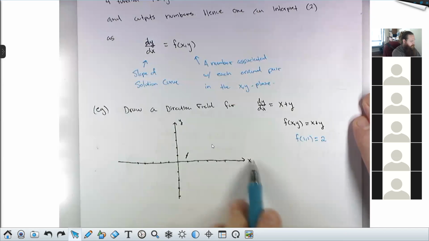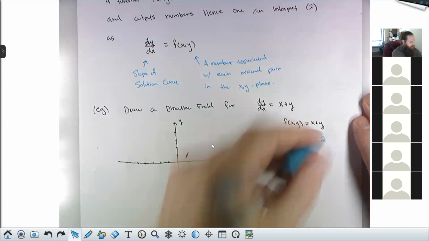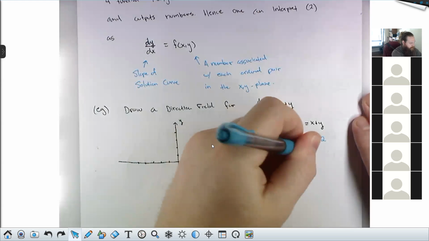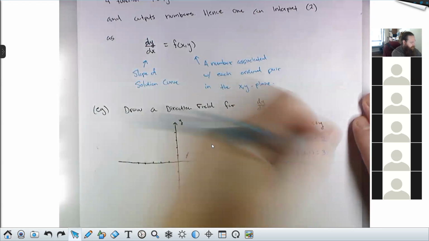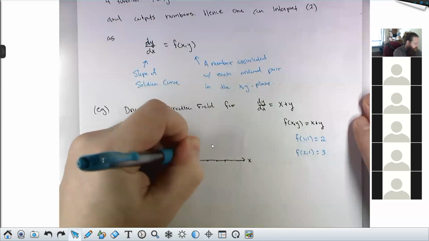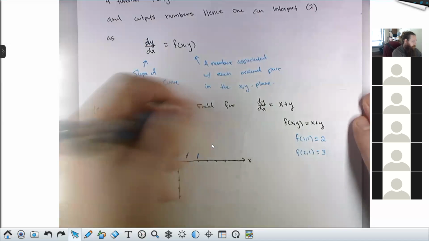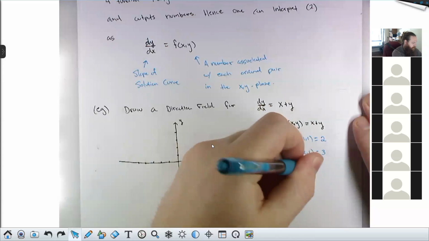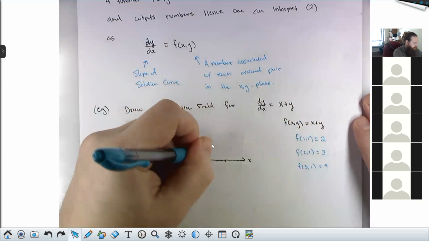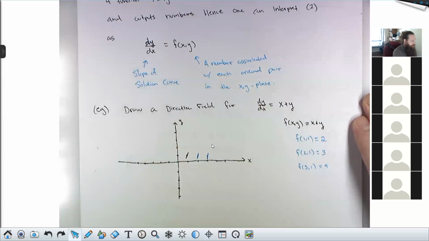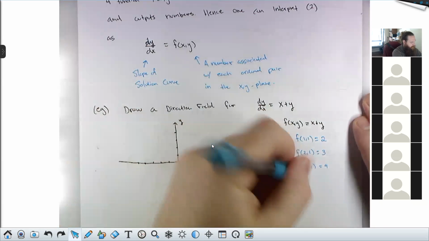I'm going to go along here. So next I'll do 2, 1. f of 2, 1 would be 2 plus 1, which is 3. So this should be even steeper. f of 3, 1 would be 3 plus 1, which is 4. So this should be even steeper. Maybe I'll stop there. What about f of 1, 2?